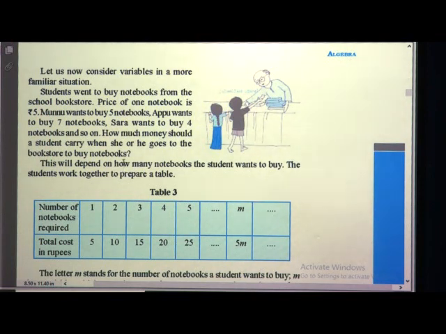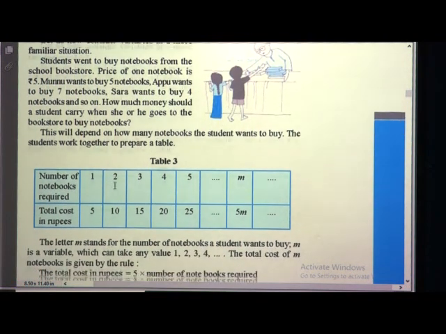So there are 3 students, Munnu, Appu and Sara. Munnu wants to buy 5 notebooks, Appu wants to buy 7 notebooks, Sara wants to buy 4 notebooks, and the price of one notebook is rupees 5. So we need to find how much money they need to take. This will depend on how many notebooks the students want to buy. The students work together to prepare a table.